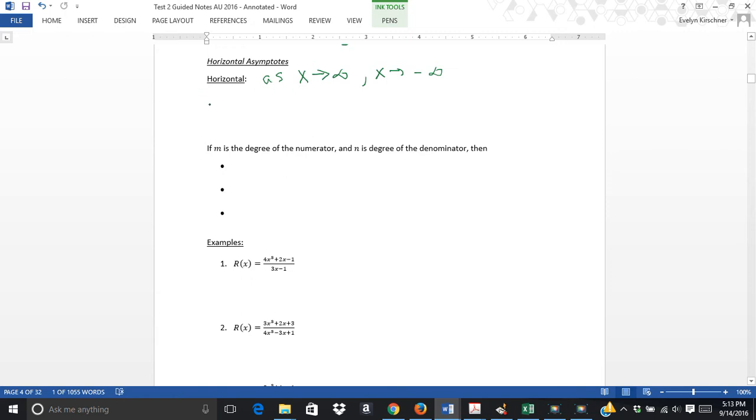So as x approaches infinity or negative infinity, if my function f approaches some number L, where L is any number, then what we say is y equals L is an asymptote. And we sometimes call this end behavior: what happens as x gets really big.